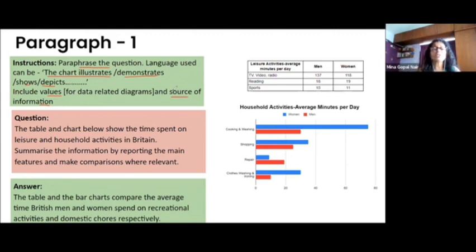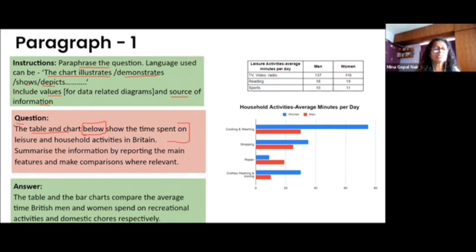Okay, so now what is the question saying? The question says the table and chart below, don't use words like below, above, following. Okay, if at all you want to use a word, you can say the given graph or the given chart. Okay, avoid below, above, following. Okay, now the table and chart below show the time spent on leisure and household activities in Britain. Summarize the information. So this is what you need to paraphrase.